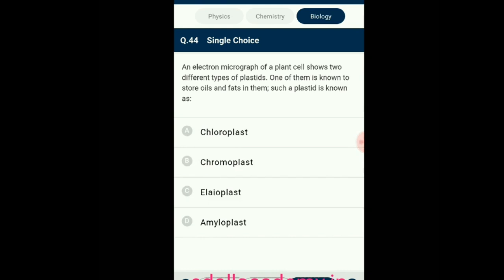Question number 44. An electron microscope of a plant cell shows 2 different types of plastids. One of them is known to store oils and fats in them. Such plastid is known as. Based on the type of pigments, plastids can be classified into chloroplast, chromoplast and leucoplast. The leucoplasts are the colorless plastids of various shapes and sizes with stored nutrients. Amyloplasts store carbohydrates, for example starch, for example potato. Elaioplasts store oils and fats, whereas the aleuroplasts store proteins. So the answer for this question is option C. Elaioplast stores oils and fat.